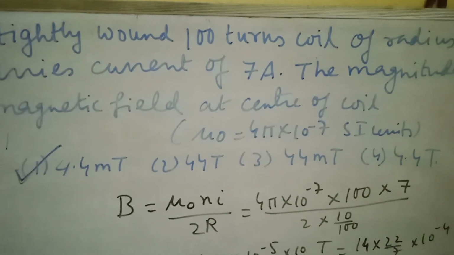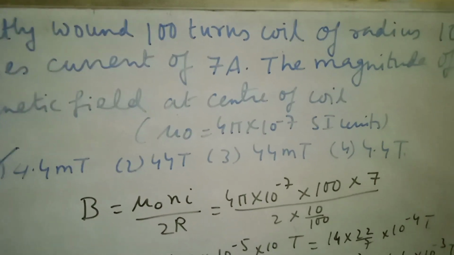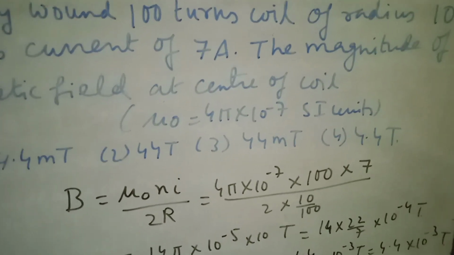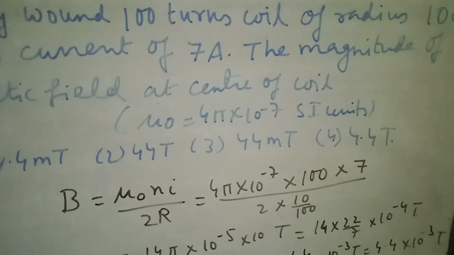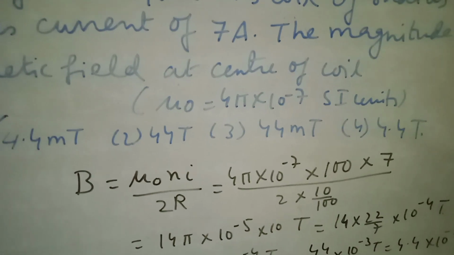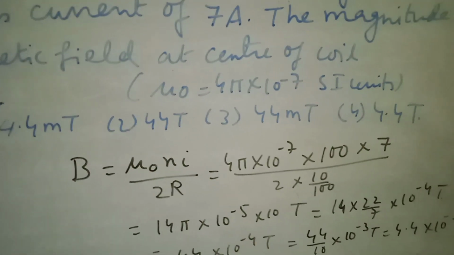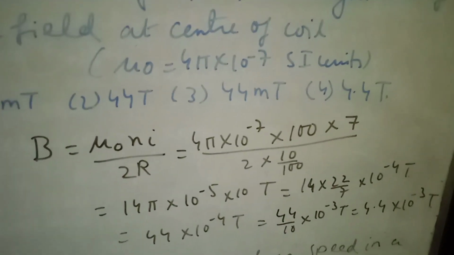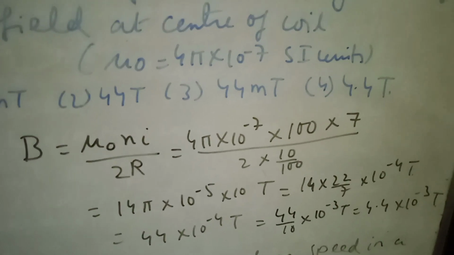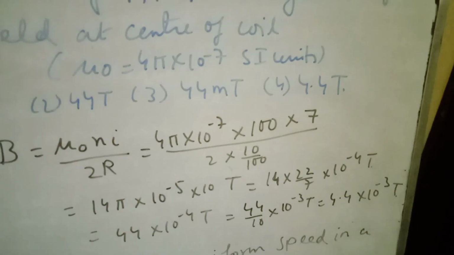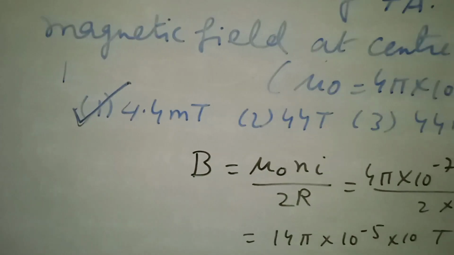That is the magnetic field at the center of the solenoid or coil, we can say. So mu naught is 4 pi into 10 to the minus 7 and N is 100 into I, 7, divided by 2 into R, 10 centimeter, 10 by 100. So the calculation is coming here: 28 by 2, 14 pi into 10 to the minus 5 into 10 tesla. So 14 into 22 by 7 into 10 to the minus 4 tesla equals 44 into 10 to the minus 4 tesla. It will give you 44 by 10 into 10 to the minus 3 tesla, that is equal to 4.4 into 10 to the minus 3 tesla, that is 4.4 millitesla. So option 1 is correct, absolutely.